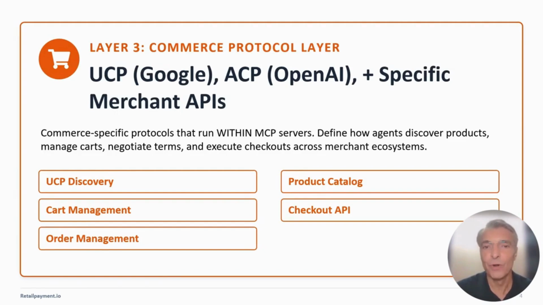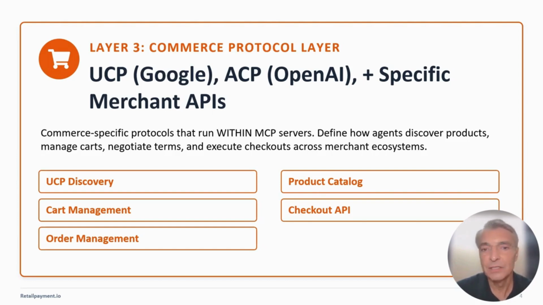That's the commerce protocol layer. Layer 3 is where the commerce is actually defined. The protocol says how an agent browses the catalog, builds a cart, and checks out. Both layers, the one before and this layer, are open standards. And importantly for retailers, the merchant stays the merchant of record. The merchant keeps the customer relationship, the pricing, and of course the fulfillment. These commerce protocols run inside MCP servers. They are carried by MCP from the layer below.